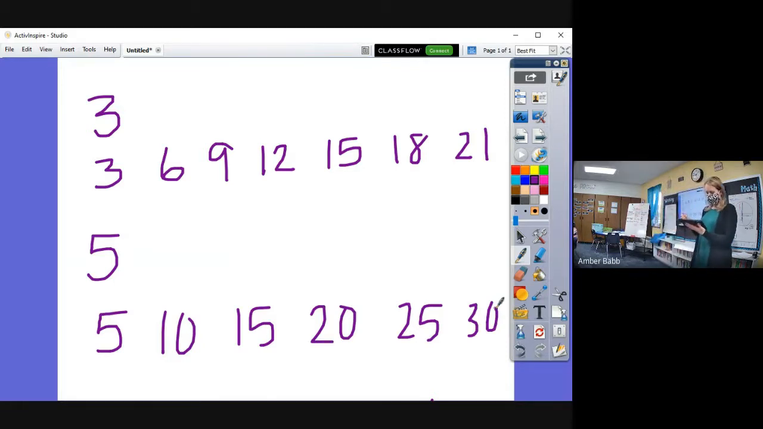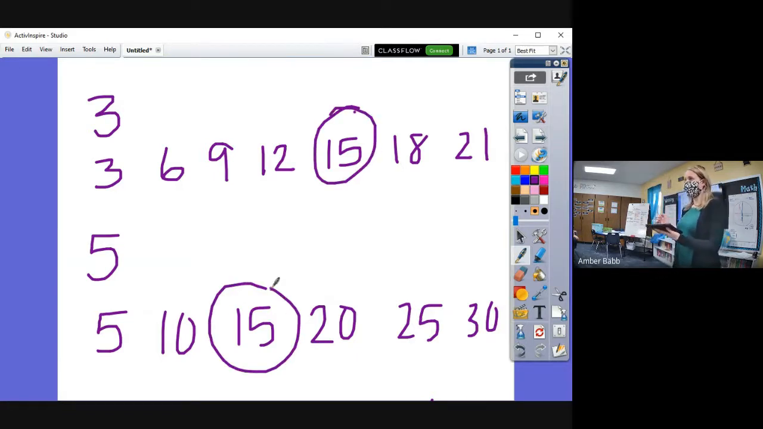Got it. Okay, and then once I do this, I've got to look at my list of numbers and compare them and find the smallest thing they have in common. And in this case, Sophie, what's the smallest number they have in common? Sophie says 15. You guys agree? Yes. I agree as well. All right.